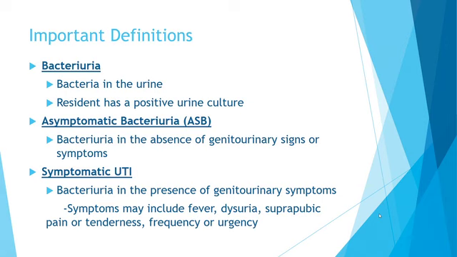So if you were to get a UA on every single resident in this building, about 80% of them will come back with bacteria in their urine. And that's because they have asymptomatic bacteriuria. Does that mean they have a UTI? No. So we really want to go based off the fact of whether they're symptomatic or not.